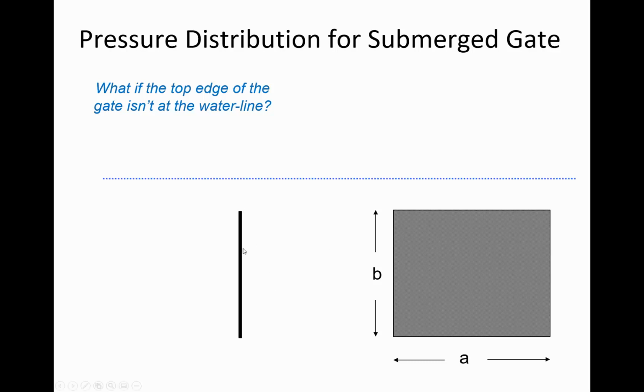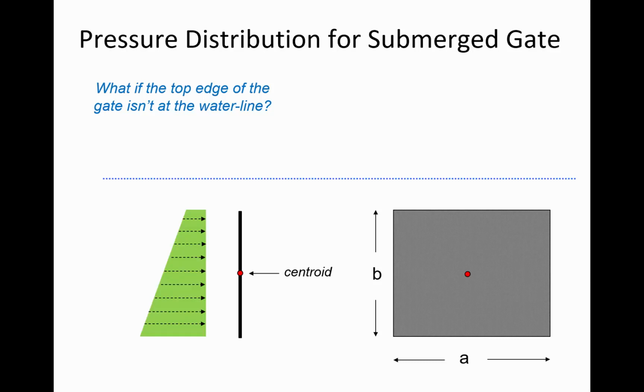And so again, we have a side view of the gate. We have the front view of the gate. You can see that we're calling the width of the gate A, its height we're calling B. And if the water line is above the top edge of the gate, then what that means is that the centroid is still in the same place. That doesn't change the definition of centroid. In this case, the centroid is still the center of area, and the entire area is submerged, and so the physical centroid and the submerged centroid are in the same location.